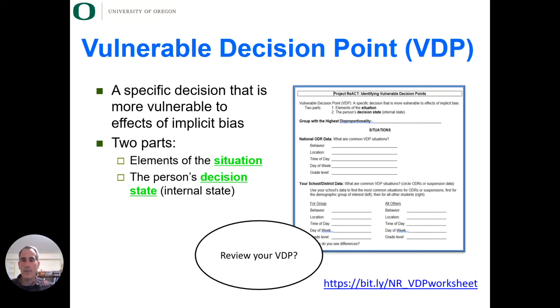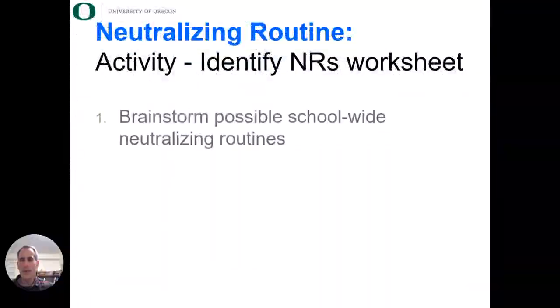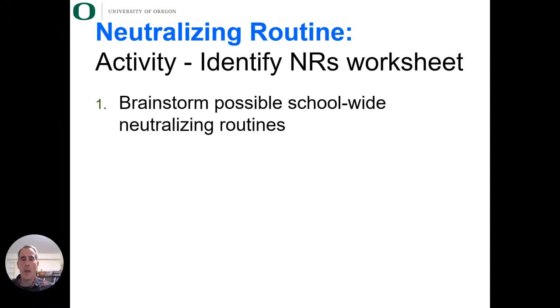The first part of this is identifying your vulnerable decision point. So I'm not going to go into this in great detail. If you want to know more about VDPs and identifying them, you can also look at this worksheet as well. And you can use school data, and it also has some questions to identify personal VDPs. So going to the worksheet, I'd like to start with step 1, which is brainstorming possible school-wide neutralizing routines.